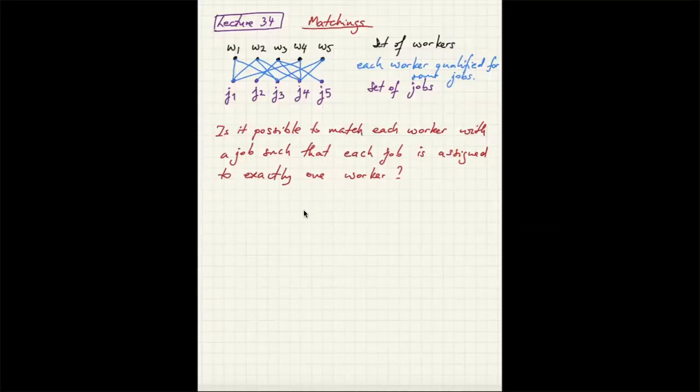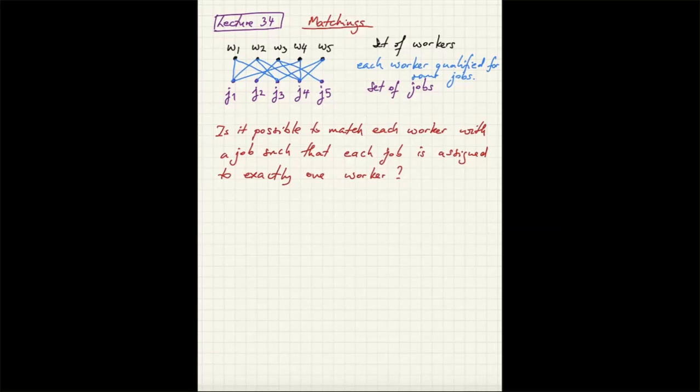Welcome to our 34th lecture in Combinatorics. Today we'll talk about matchings. To illustrate this topic, we'll start with an example in which we have a set of workers, as in the picture, for example, 5 workers. Let's call them W1, W2, W3, W4, W5.